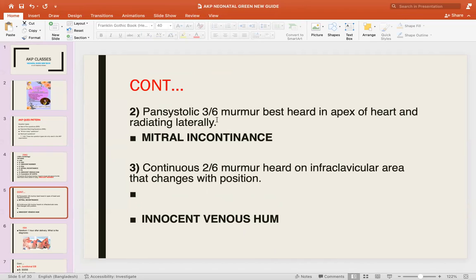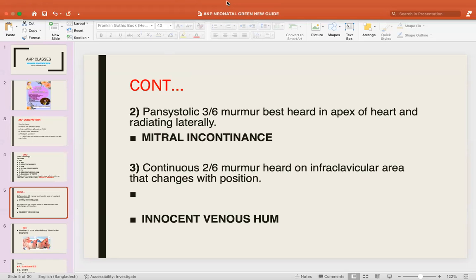Next, pansystolic murmur, 3/6. Best heard in the apex of the heart and radiating laterally. Laterally means what? Who can tell me? Laterally means which area of the body? Towards the axilla. Axilla, very good. So what kind of murmur going towards the axilla? It is a pansystolic murmur towards the axilla. This is only one kind of murmur. MR murmur. MR murmur, very good.